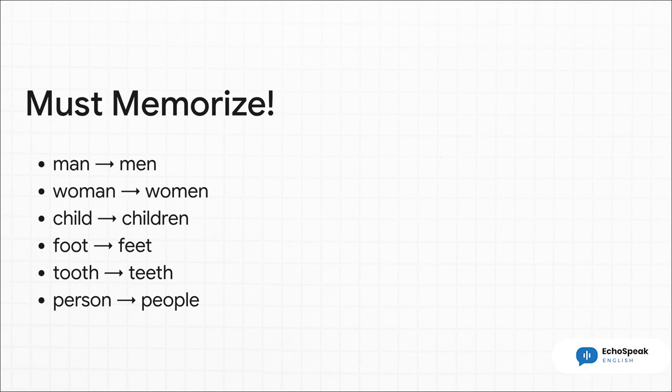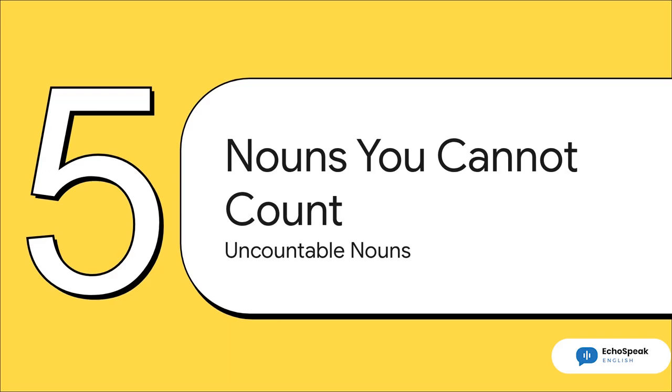Awesome. Now your turn with me. 1 child, 2 children. 1 foot, 2 feet. Almost there. 1 tooth, many teeth. And this is a big one. 1 person becomes many people. Perfect. All right, we're on to our last big idea for today, and this one's really important.